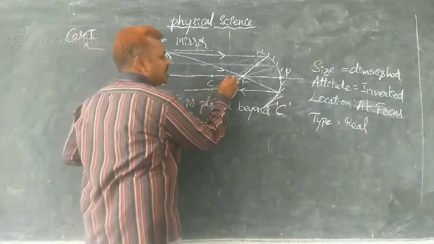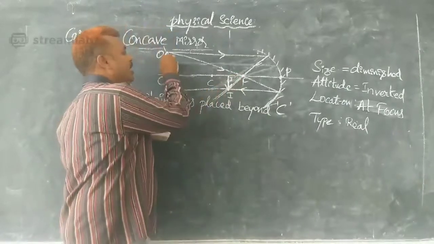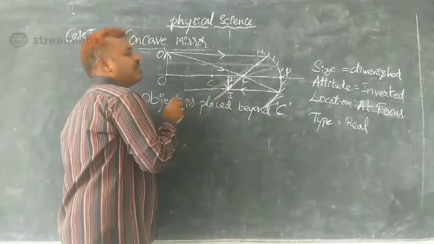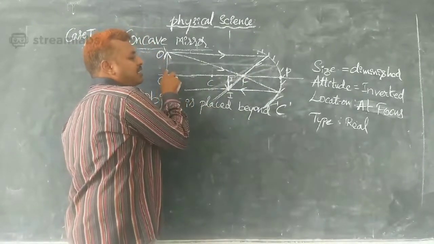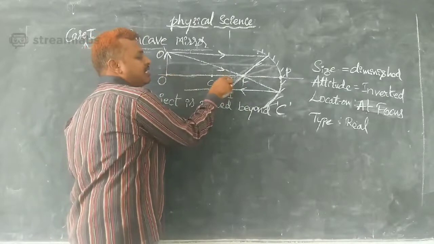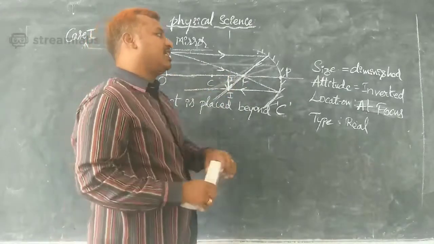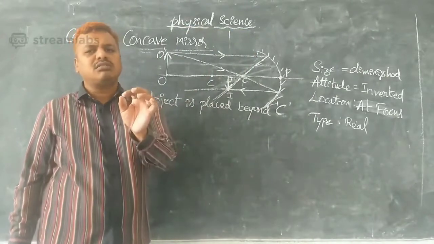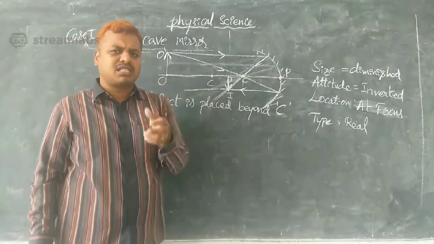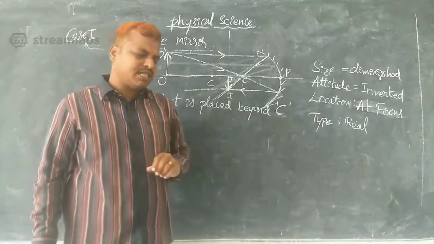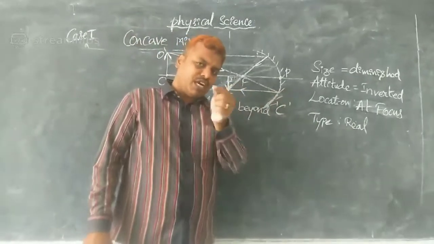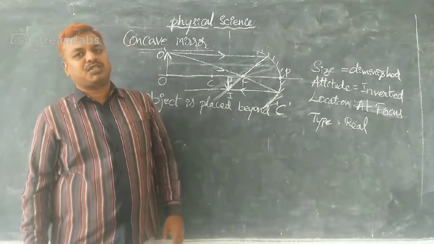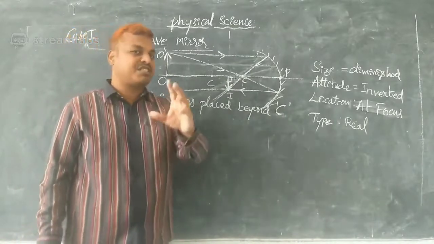So here the image is I1, O dash is the object. When you place the object, the object size is bigger and the image size is smaller. So again it is a diminished image, but comparatively a little bit bigger than the previous case. There it was a point image, but here the image is a little bigger in size. So the size of the image is increased.